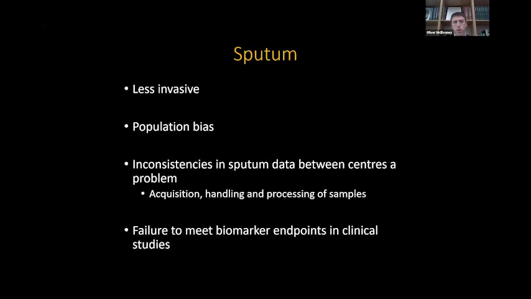And perhaps most importantly, numerous studies meeting biomarker endpoints for one have failed to do so in the other across the entire gamut of chronic lung diseases. So they meet an endpoint in lavage, but fail to do so in sputum, or vice versa.